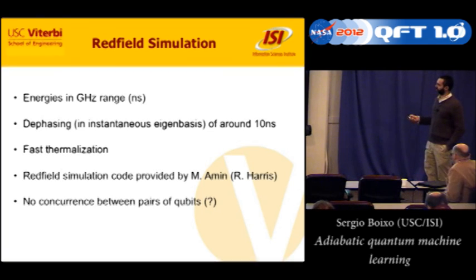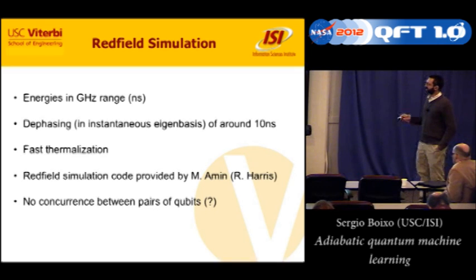So we looked at some instances, running the simulation code that was developed by Mohammed and Richard Harris. It turns out that for the problem we were looking at, we didn't find any concurrence for different pairs of qubits. I think Mohammed has seen concurrence in the past, so we should try with different Hamiltonians. But when you look at concurrence, you're basically looking at entanglement between only 2 qubits.